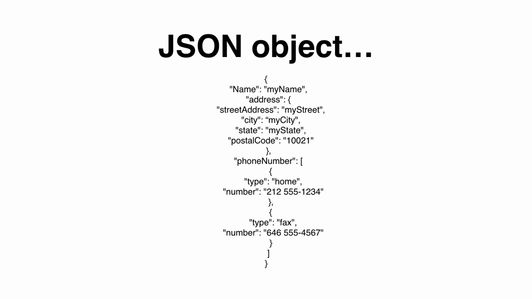The first pair within the first element is called type, that has a string value of home. The second pair within the first element is called number and has a number value of 212 555-1234. The first pair within the second element is called type and has a string value of fax. The second pair within the second element is called number and has a number value of 646 555-4567.